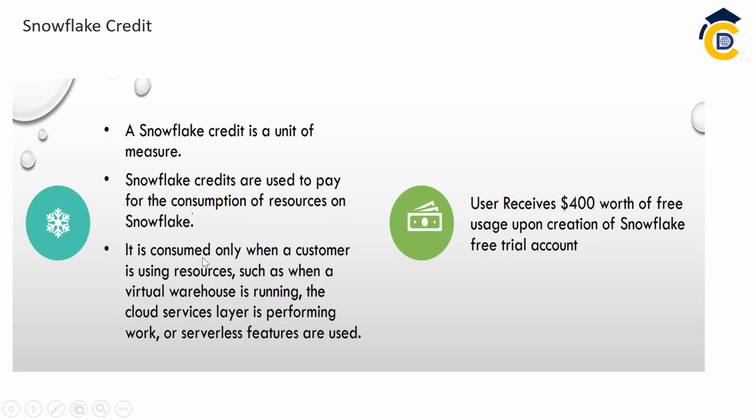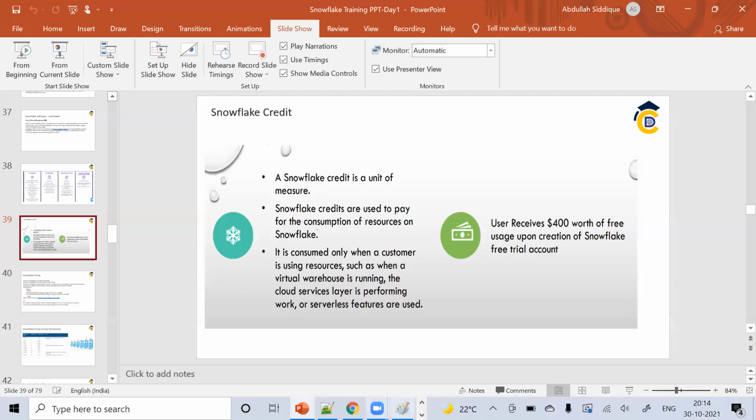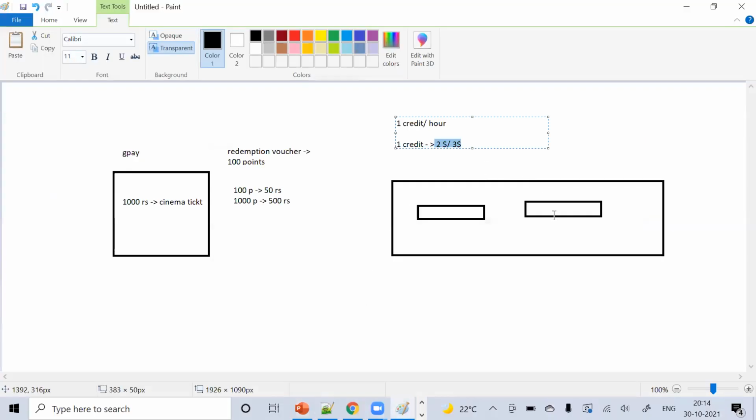So here, if you see, it is saying when a customer is using resources such as when a virtual warehouse is running. As we all know from the architecture, it has 3 layers, and the middle layer, which is also the muscle of the Snowflake system, is our virtual warehouse. And that is the place where all the query processing is happening. So if you are using this virtual warehouse, you will be consuming certain credits.